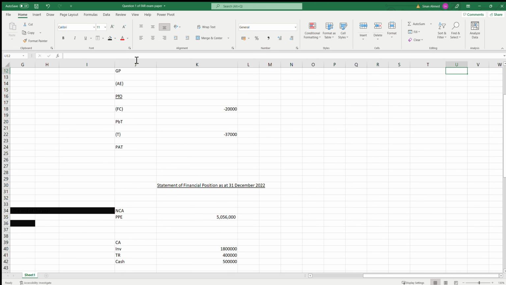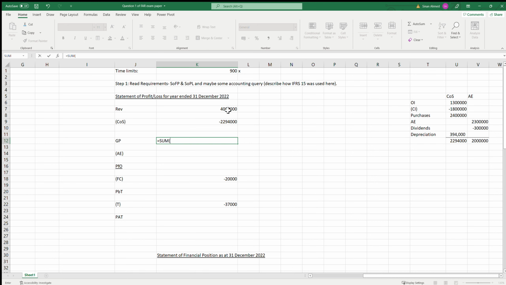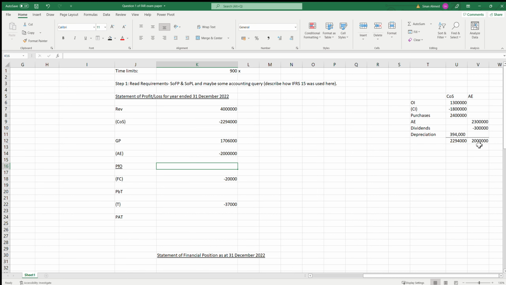Just be careful, make sure the signs are always correct. And then we put our sums. So cost of sales I'm going to put equals minus 2,294,000. GP I'm going to finalize, I'm going to say is equal to that. And admin expenses I'm going to put minus sum. And this is equal to this, and this is equal to these two together.